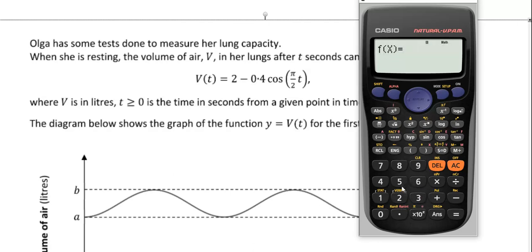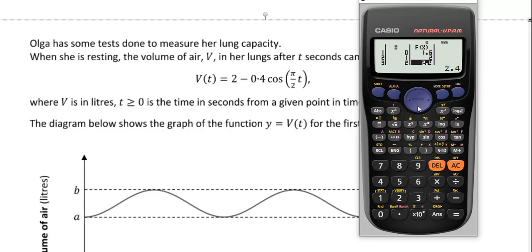I can do 2 minus 0.4 cos pi over 2, instead of t, we're going to have x, closed bracket. I'll do it for like the first 20 hours maybe. Or is it 20 seconds? 20 seconds, sorry. Now what happens to the capacity of air in the lungs? 1.6 to begin, goes all the way up to 2. That means you're inhaling.